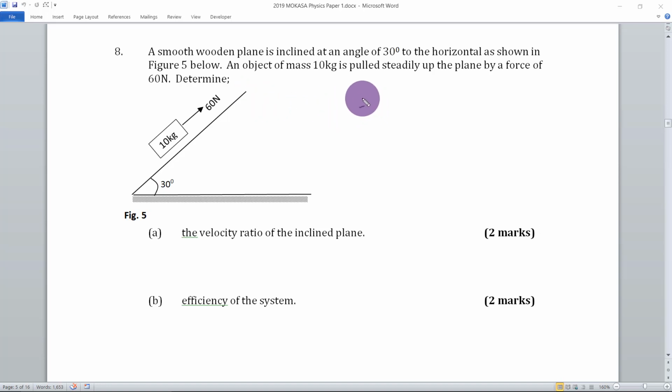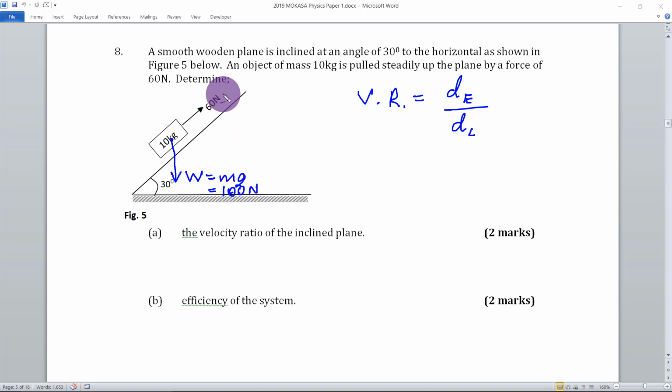So we will remember that velocity ratio of a machine is usually given by distance moved by the effort divided by the distance moved by the load. This is the load. Of course, it should be drawn in such a way that it is in contact with the inclined plane. So we have to assume that. So the load is actually the weight of this block. It acts vertically downwards. Weight is given by mg. The mass is 10 kilograms. g is 10 newton per kilogram. So the weight is 100 newtons.